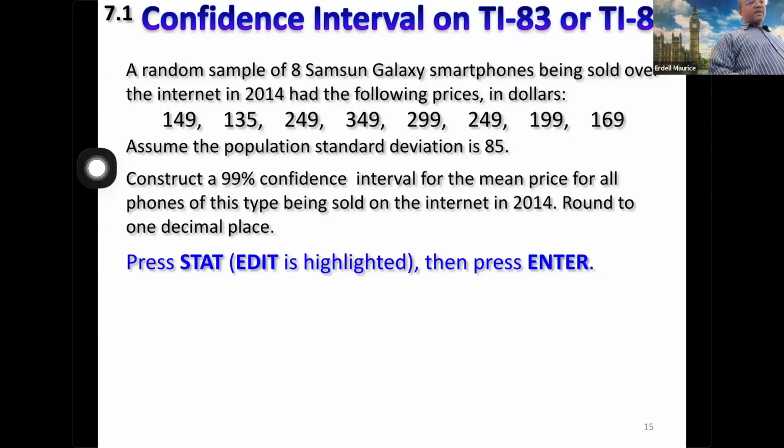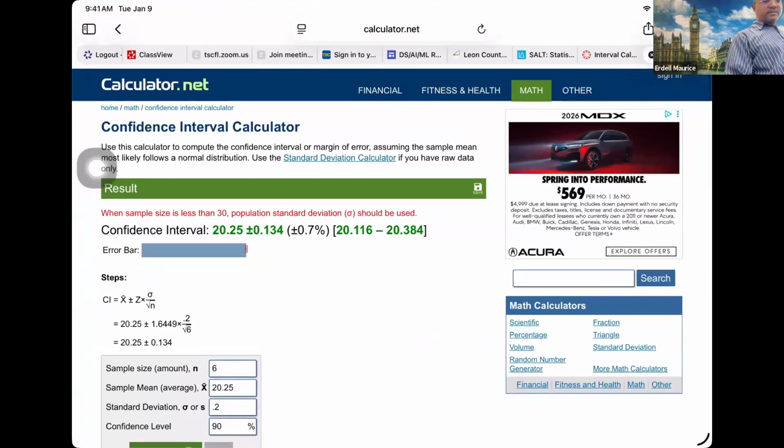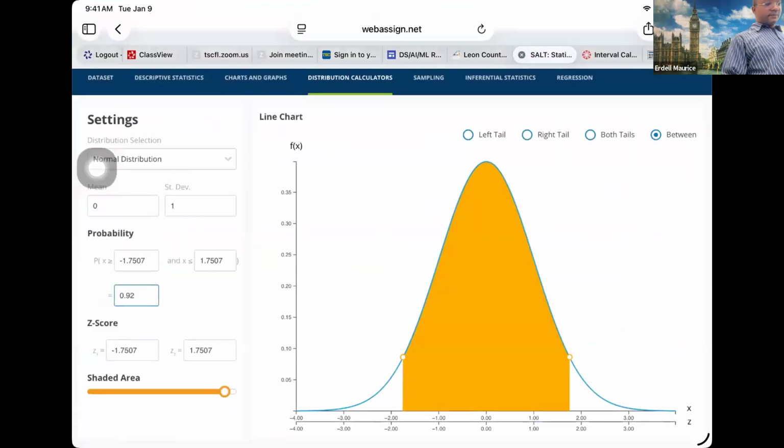Right, and so for this problem, we need to create a confidence interval. One of the nice things for this question is that you can enter all of these numbers into Salt, and then Salt will actually do the work for you. Let me show you how you do this. So you head into Salt, your good buddy Salt.